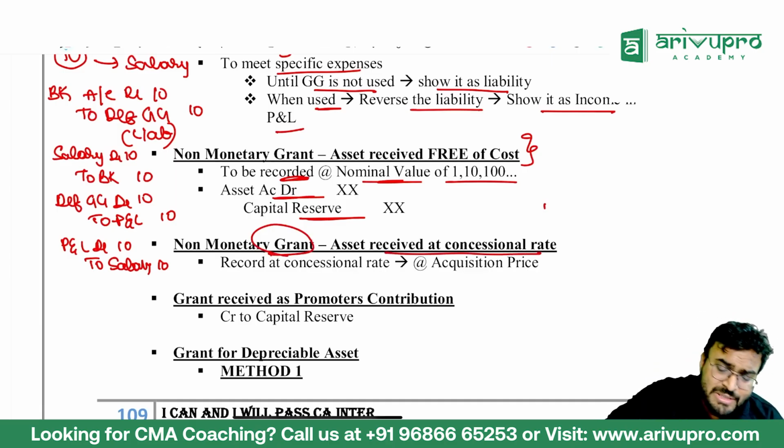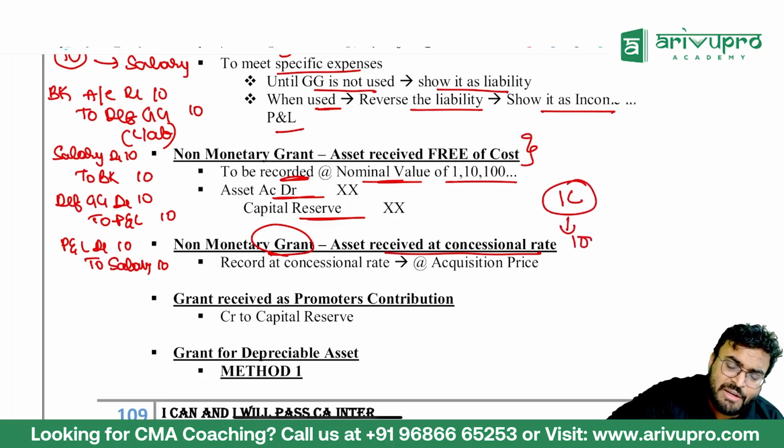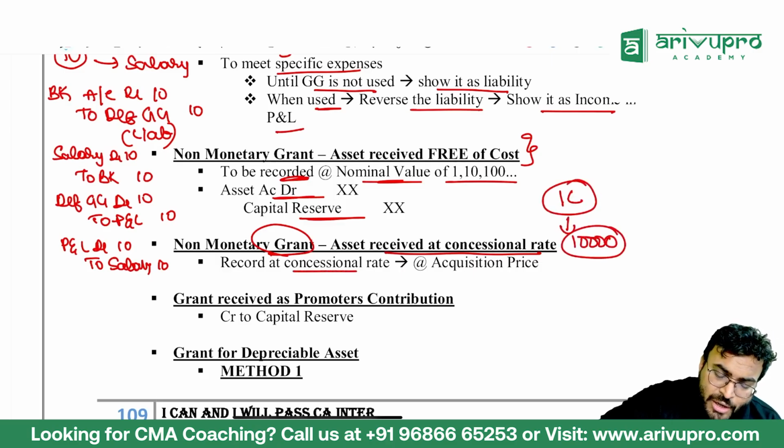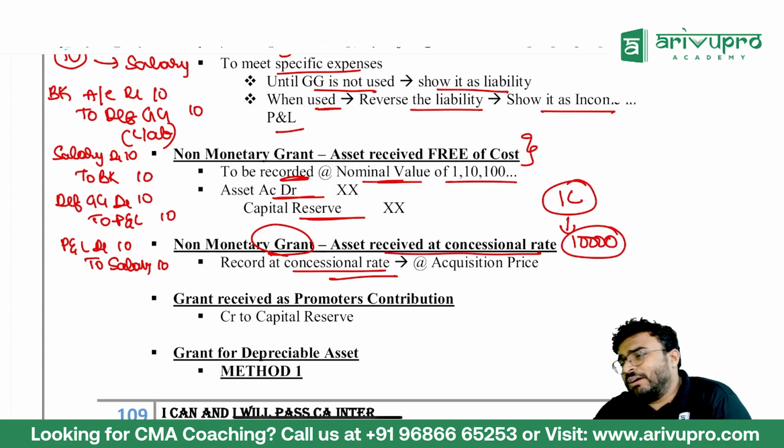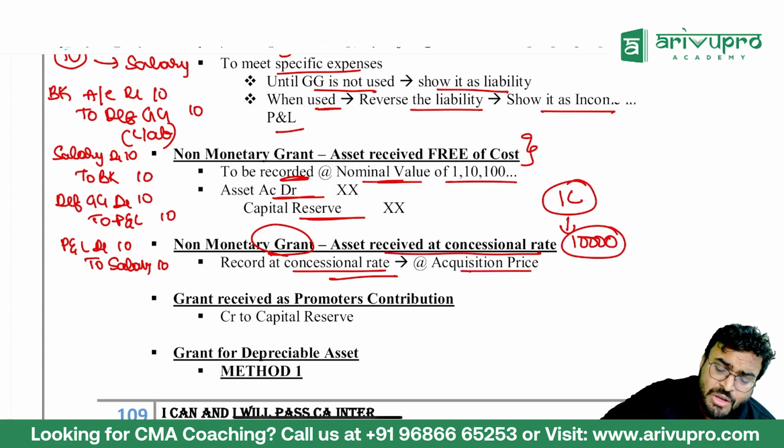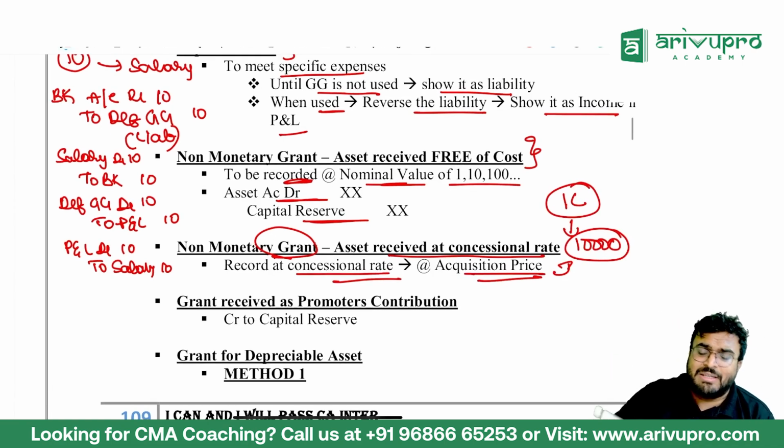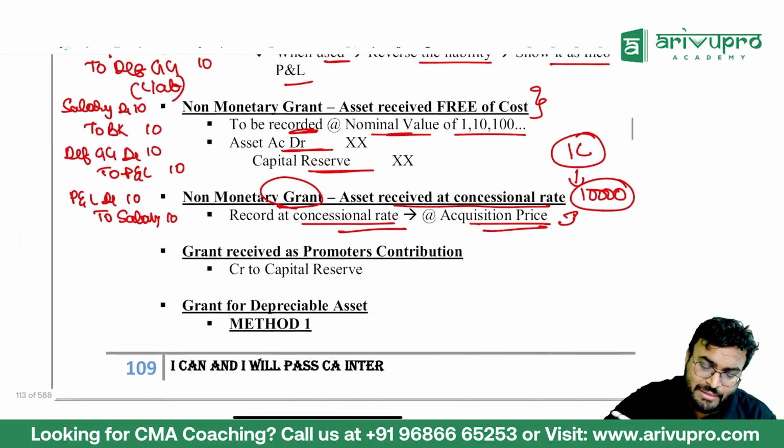Non-monetary grant, asset received at concessional rate. Say 1 lakh is the cost of the asset. Government gave it to you for 10,000. Now, should you record the asset at 10,000 or at 1 lakh rupees? You will show it at acquisition price, that is 10,000.